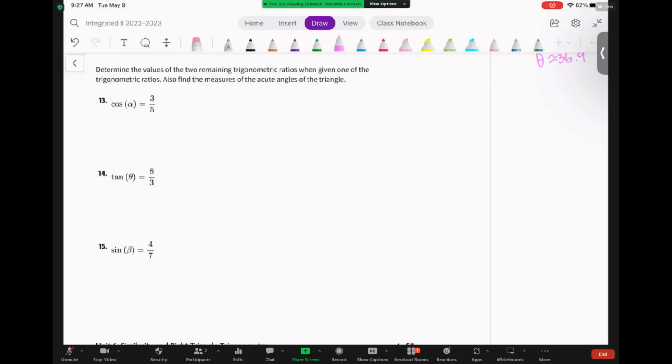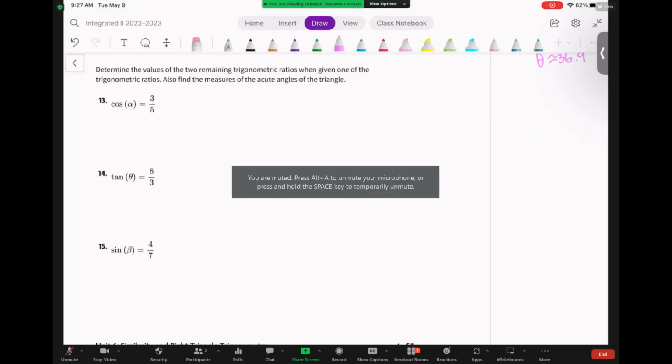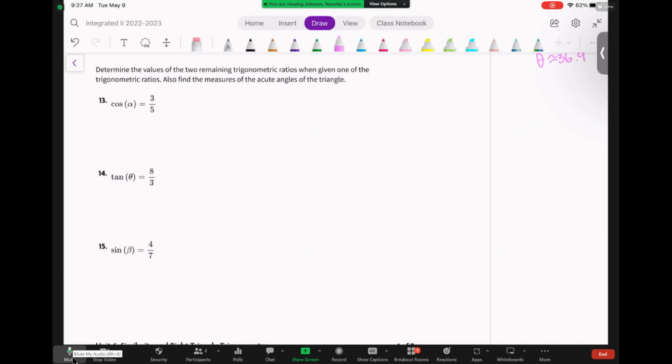All right, welcome back. We're doing another part of 6.10 and just finishing off this last little bit. It says determine the values of two remaining trig ratios when given one of the trig ratios. Also find the measures of the acute angles of the triangles. So they basically want you to solve these right triangles, but they're giving it to you in a different context.